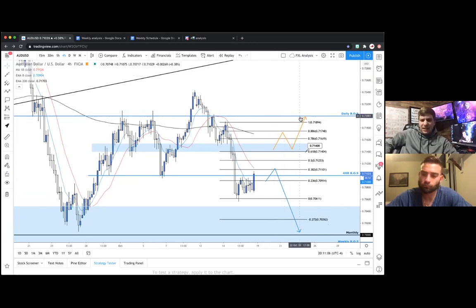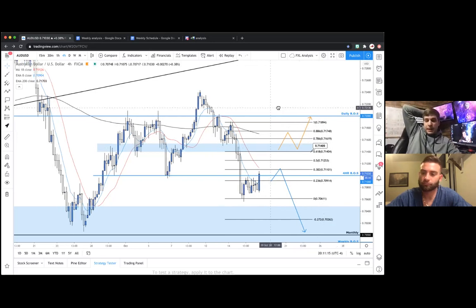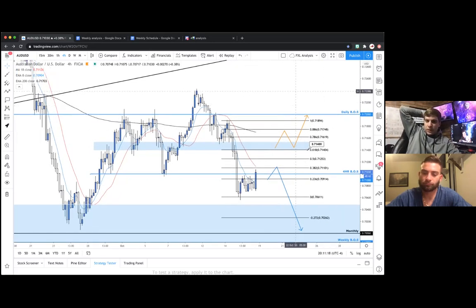Because again, this is still a really big resistance zone. Everything between this 200 EMA and this daily zone, tons of resistance. So this would be a pretty aggressive long if we saw it. But either way, it could happen. So we'll see what happens.